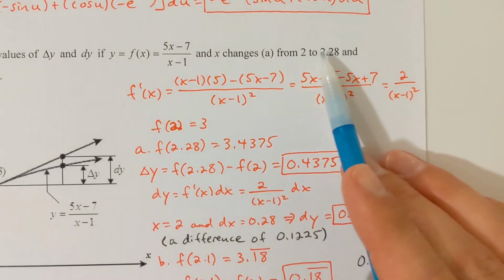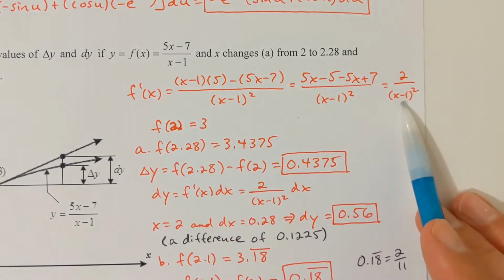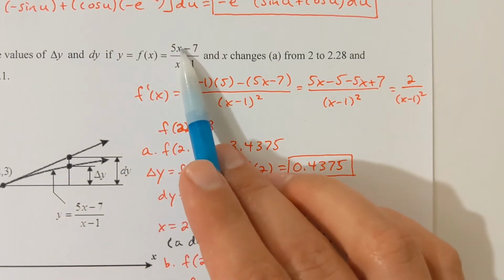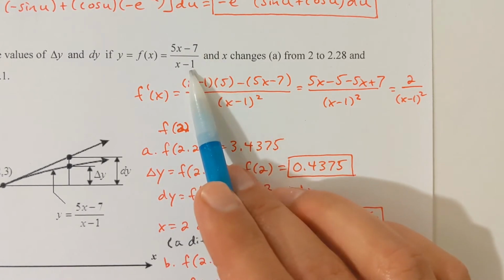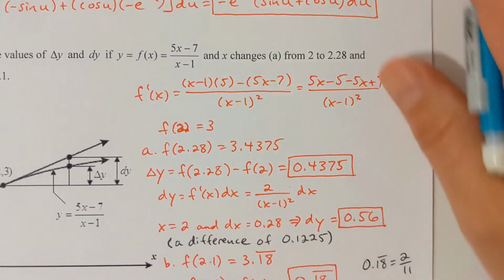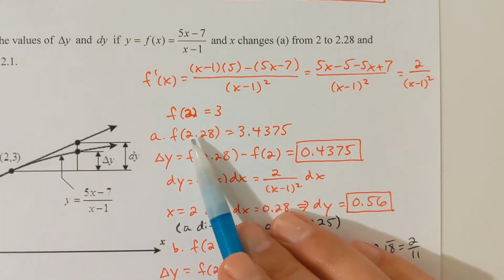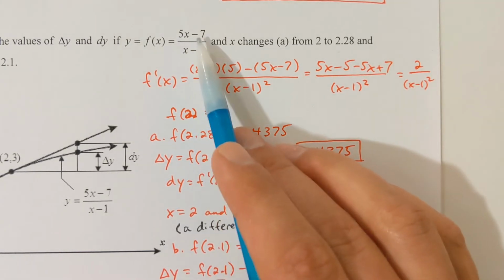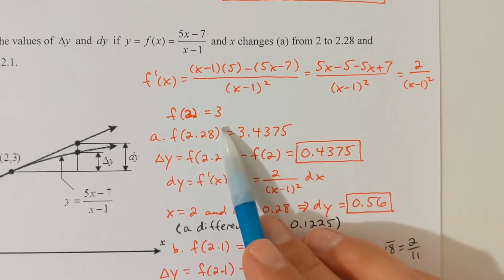Okay, now x for this problem is 2. F of 2 would be 3. Excuse me, I'm pointing the wrong thing here. Sorry. F of 2, I'm going to plug that in here. 5 times 2 is 10, minus 7 is 3, divided by 1 is 3. Okay, now f of 2.28, if you were to plug in that number here, you should be getting 3.4375, and that's exact.